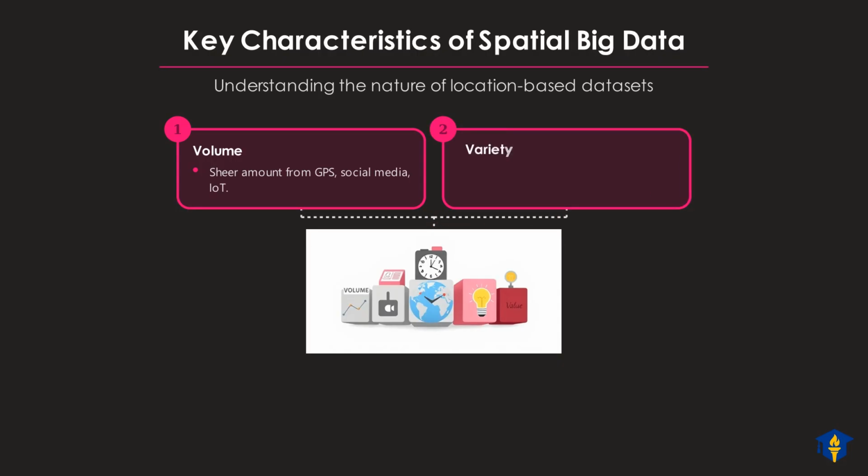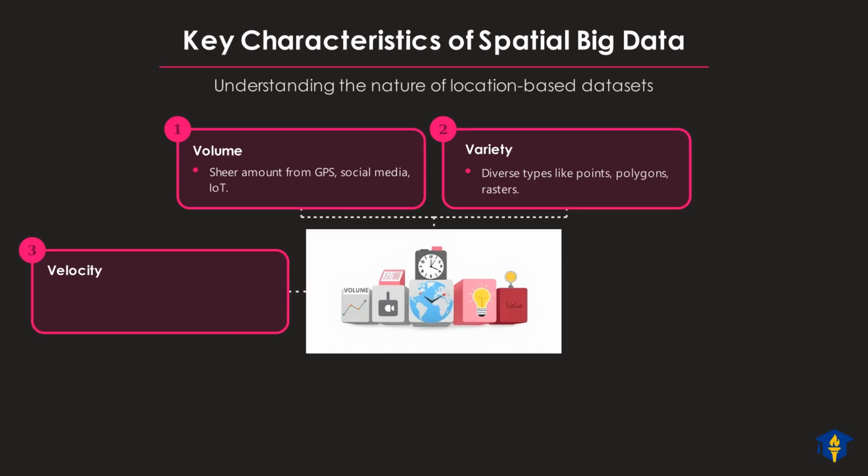Next is variety, indicating the diverse types of data involved. This includes diverse types such as points, polygons, rasters, and even textual information. Velocity refers to the speed at which this data is generated. It is the speed at which spatial data is generated and must be processed quickly.